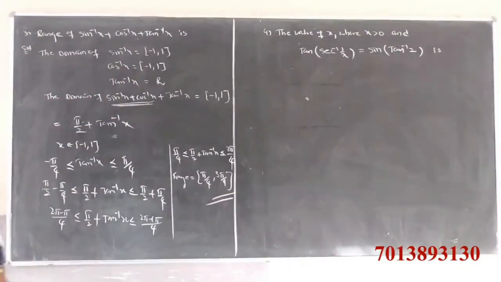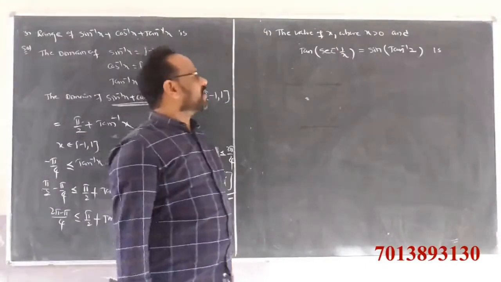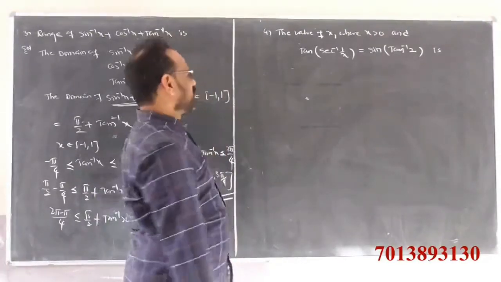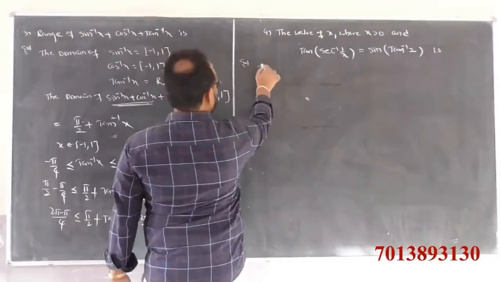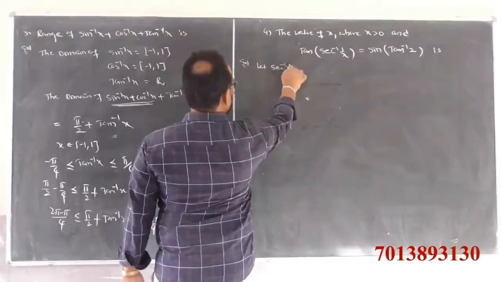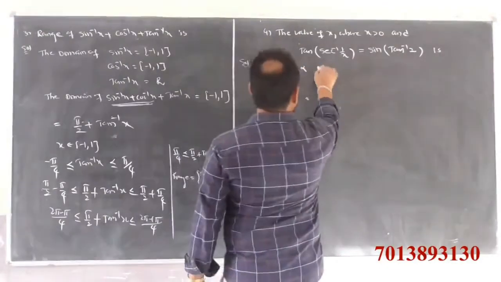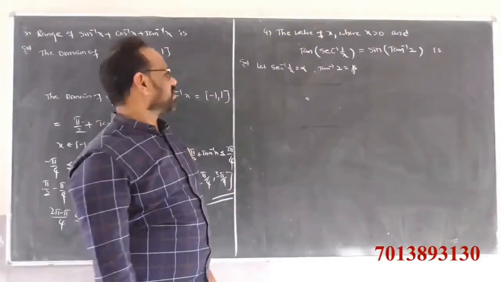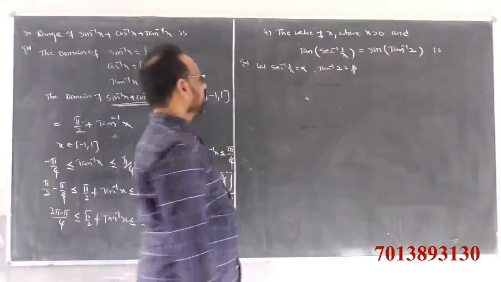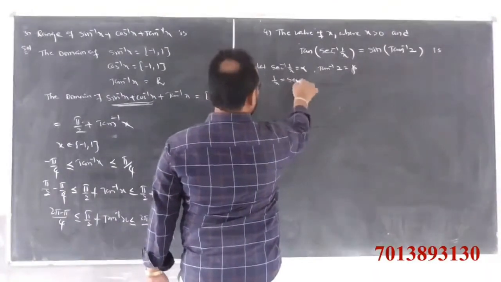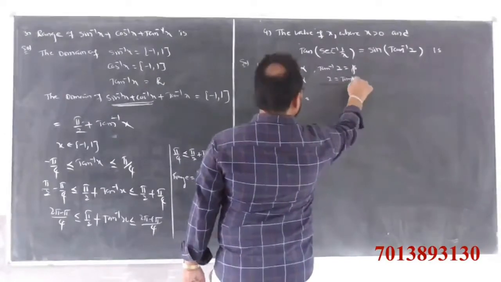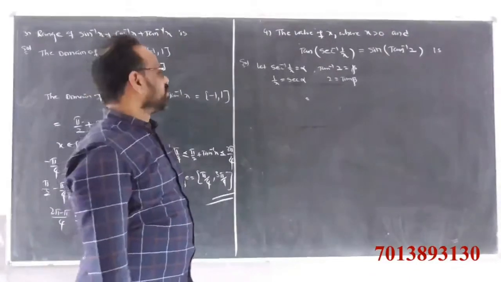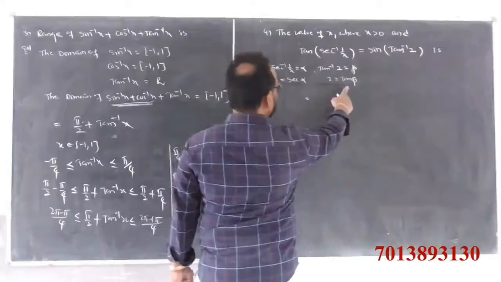Next, for the value of x where x is greater than 0, find the value of tan of secant inverse x. Here the solution is given. Let secant inverse 1 by x be equal to alpha, and tan inverse 2 be equal to some beta. Clearly, 1 by x is equal to secant alpha, and 2 is equal to tan beta. So secant alpha is equal to 1 by x, tan beta is equal to 2.